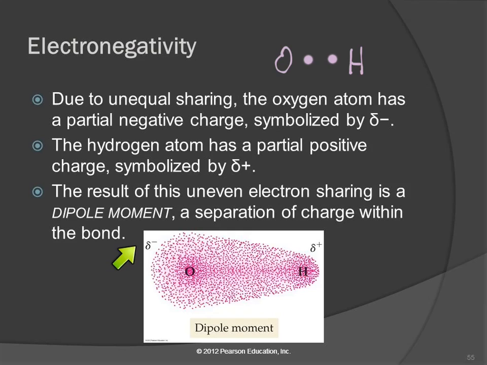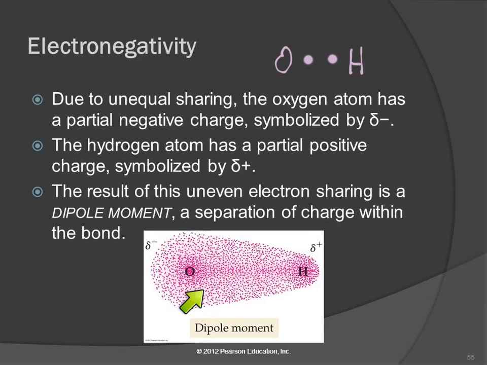And so we use this. This is the lowercase Greek delta. So it's similar to our D, but it's all curvy. So this delta minus means that there's a partial negative charge. It's not a full -1 charge like you would get if you gained an electron. It's a partial charge. And we don't care what part of 1 it is. It's just between 0 and 1, it's a partial charge. And on this side, then, we're going to have a partial positive charge.